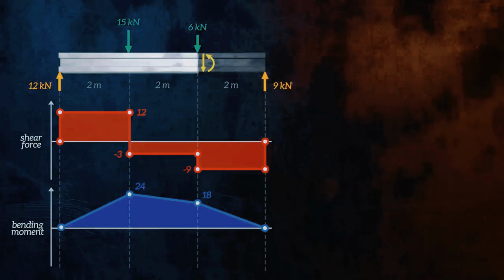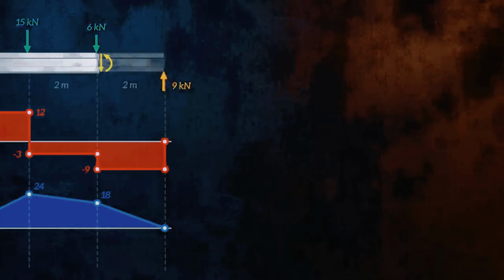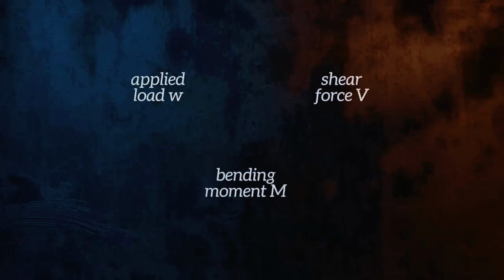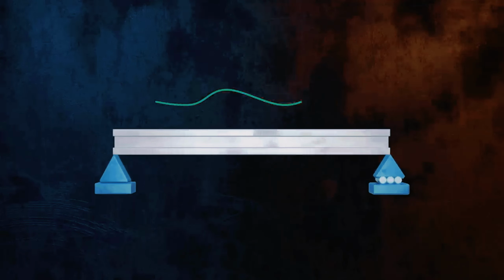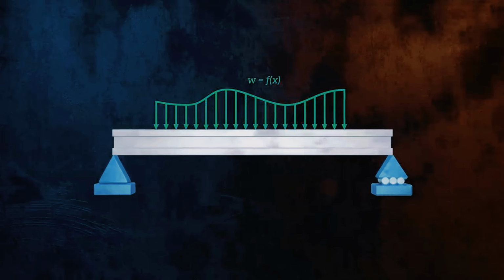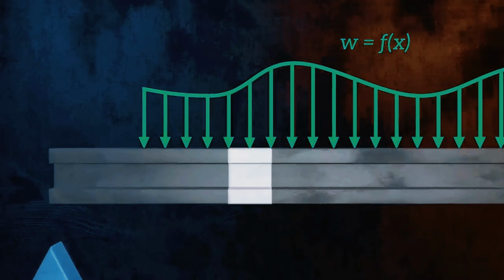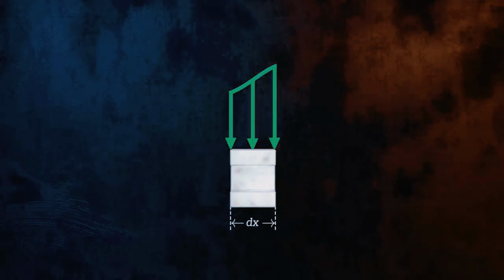That example was a fairly simple one. For cases with more complex loading, drawing the shear force and bending moment diagrams can be more difficult. There are relationships between the applied loads, shear forces, and bending moments, which will help us better understand what our diagram should look like. Let's consider a beam loaded by an arbitrary distributed force. We can zoom in to look at an infinitesimally small segment of the beam, with a width equal to dx, and draw the free body diagram.